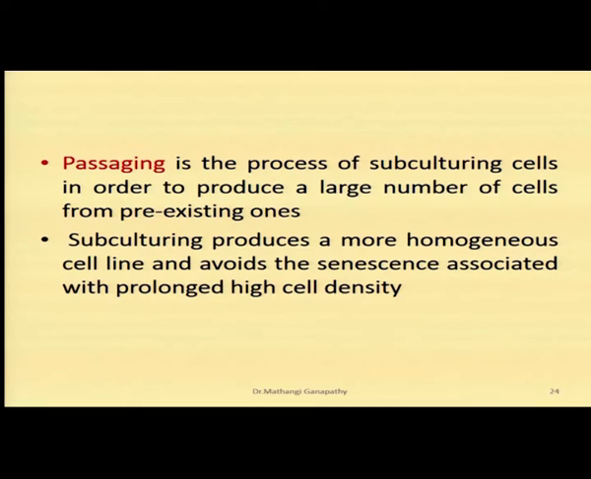This subculturing produces a more homogeneous cell line and avoids the senescence associated with prolonged high cell density. See, when you don't subculture, after a particular point of time, the media would become exhausted and there would be too many cells present in the media, which can induce aging. So when we keep on subculturing, those senescence-associated changes can be avoided, and we will be getting a high density of cells, more number of cells.